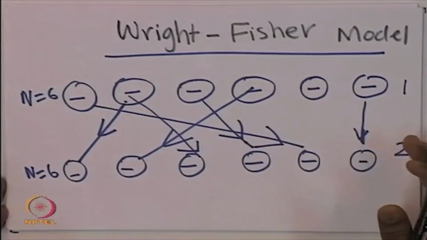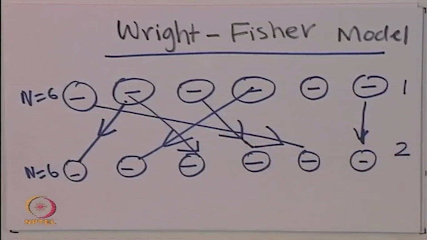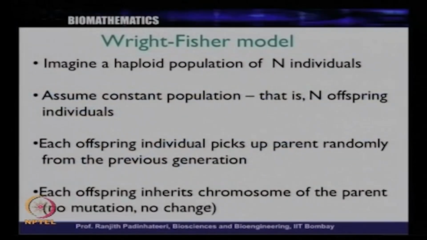So you randomly choose this, and the last assumption is that each offspring inherits the chromosomes of the parent without any mutation, without any change. So there is no change. In reality, of course, there will be mutations and all that, but for simplicity, to have the simplest of all models, we assume that there is no change.